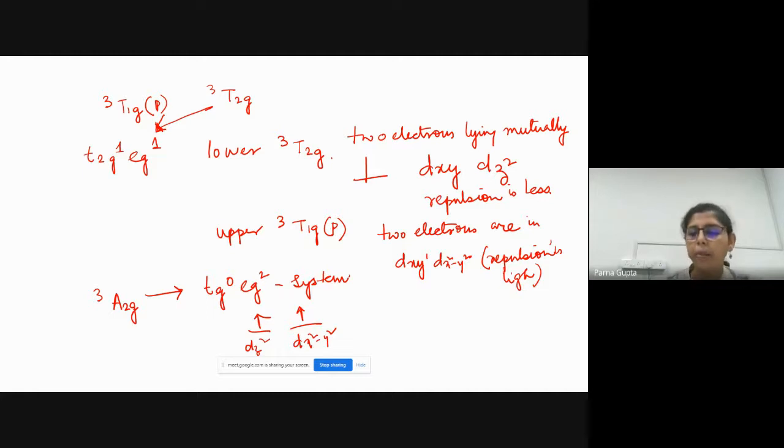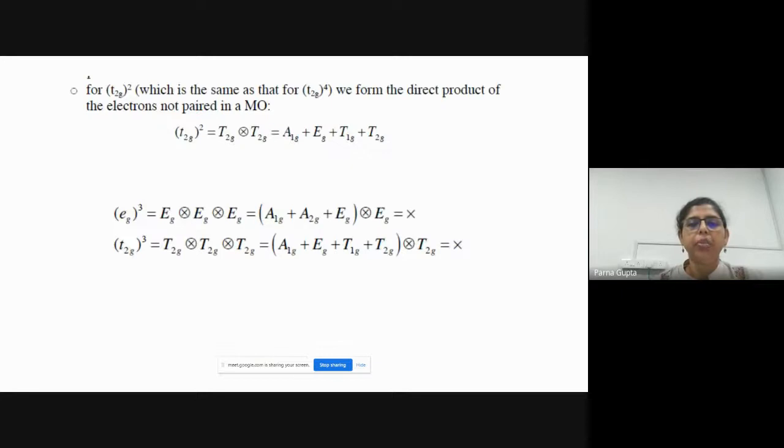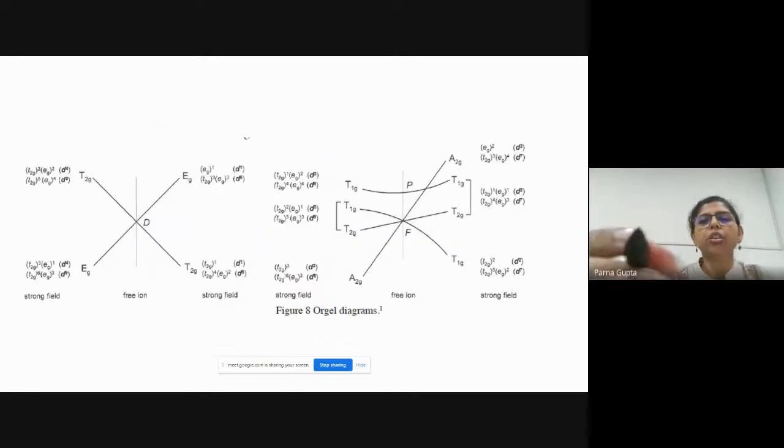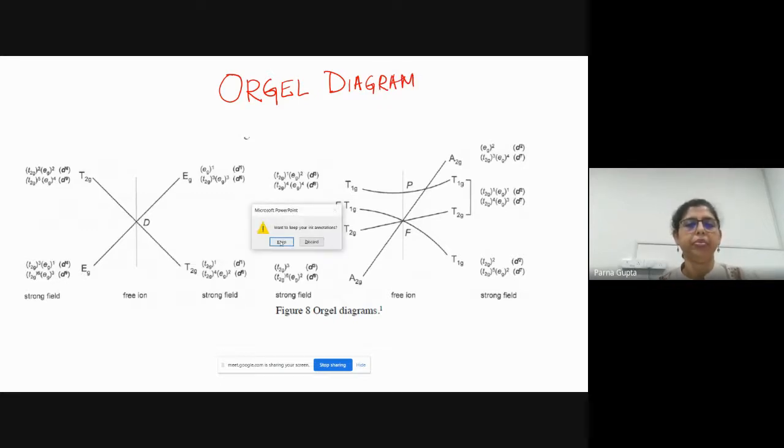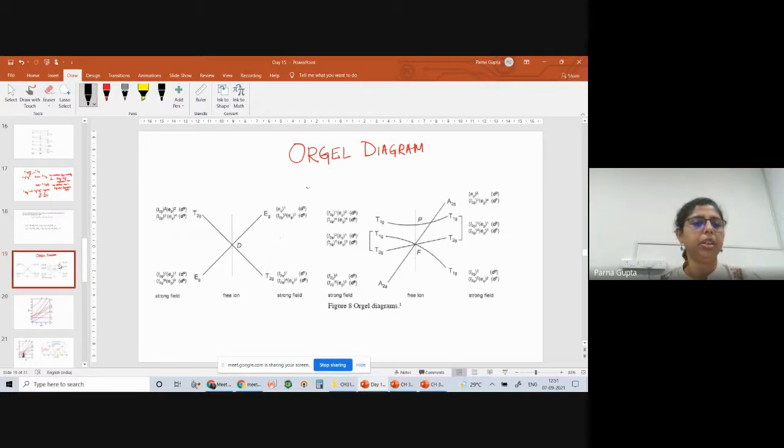So now, let me come here. This is called the Orgel diagram. Let me explain it a bit.